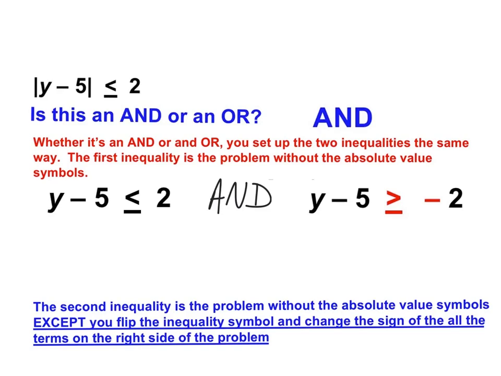Again, remember, absolute value inequalities are compound inequalities in disguise. That's why they are included together in this section. Go ahead and solve this, graph this, pause the video, take the time to do that, and then we'll come back and see if you got the right answer. So here's what you should have gotten. y less than or equal to 7 and y greater than or equal to 3.